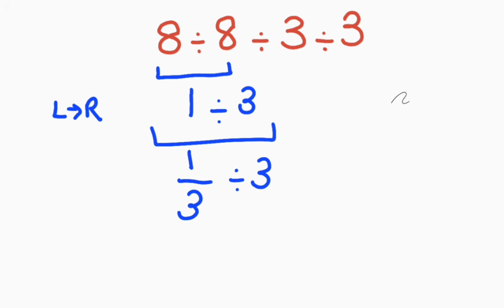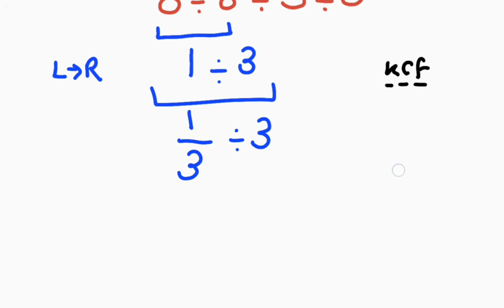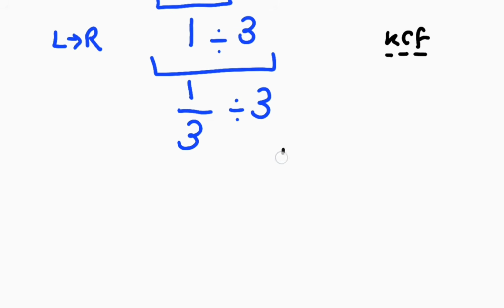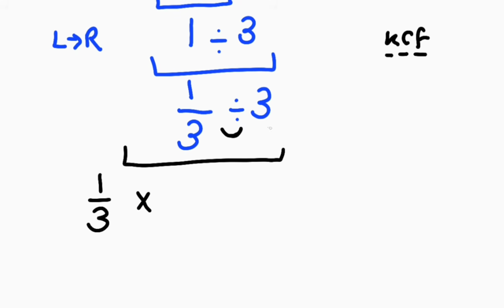Now, according to the KCF rule, that is keep first fraction, change division to multiplication, and flip the next fraction. Keep first fraction, 1 over 3, change division to multiplication, and flip the next fraction, 3 over 1, 1 over 3.